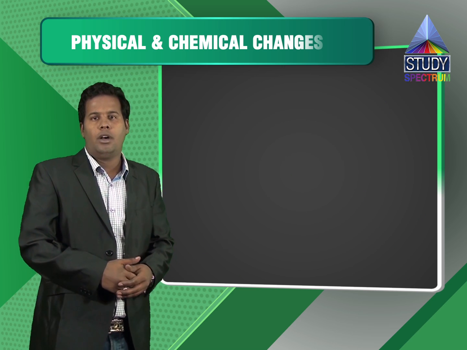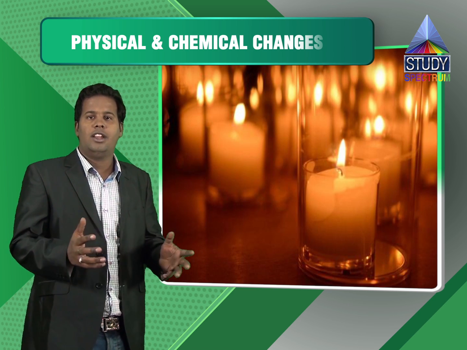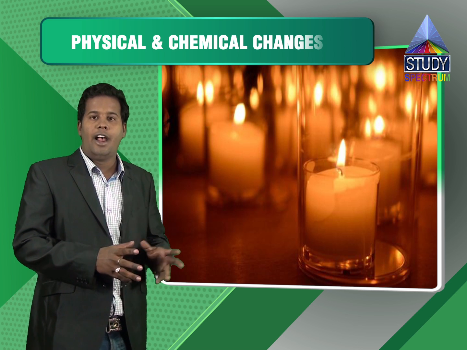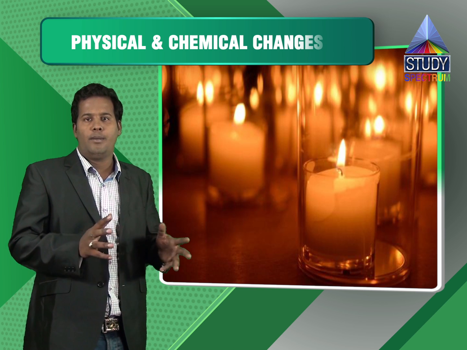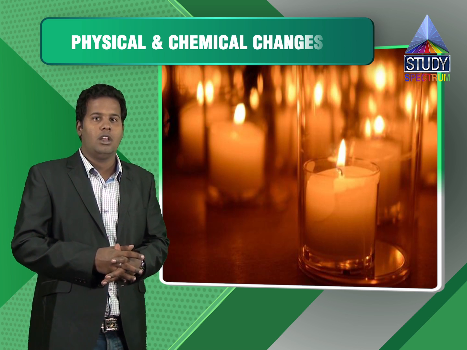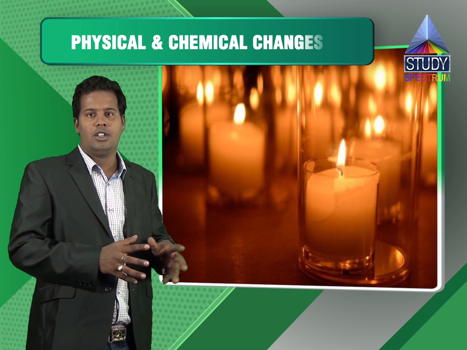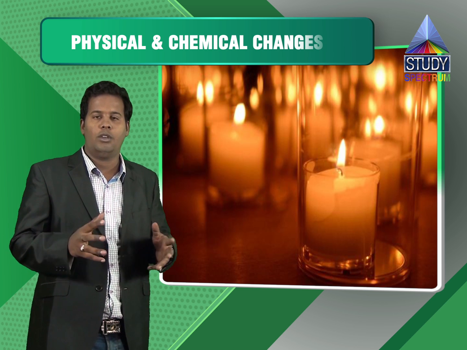So the fifth question of this exercise is, when a candle burns, both physical and chemical changes take place. Identify these changes. Give another example of a familiar process in which both physical and chemical changes take place. Now if you see the first part of this question, when a candle burns, both physical and chemical changes take place. How? Let us understand.